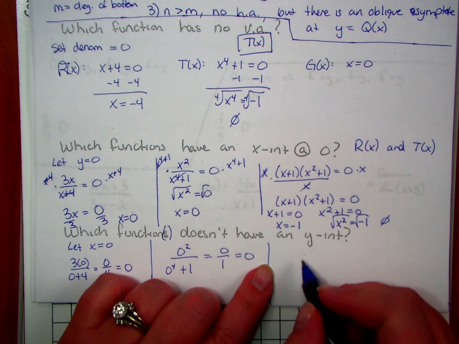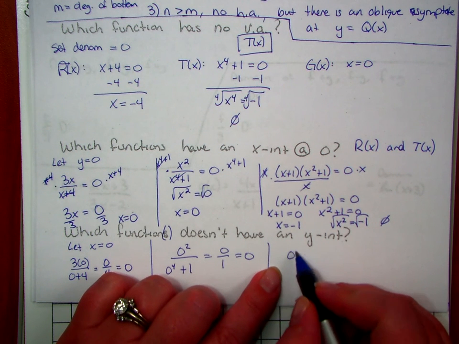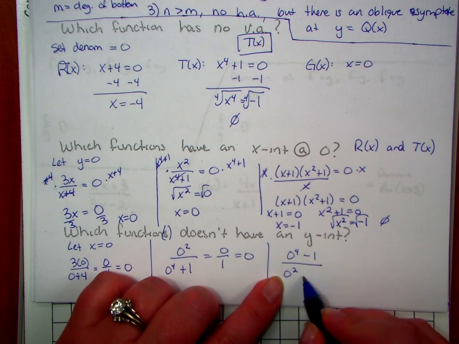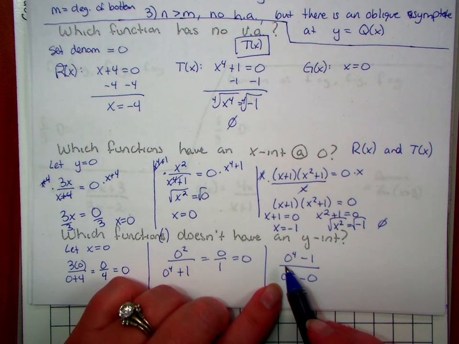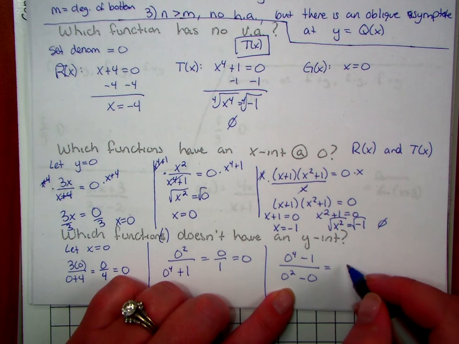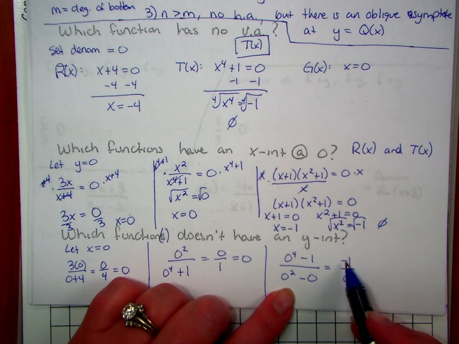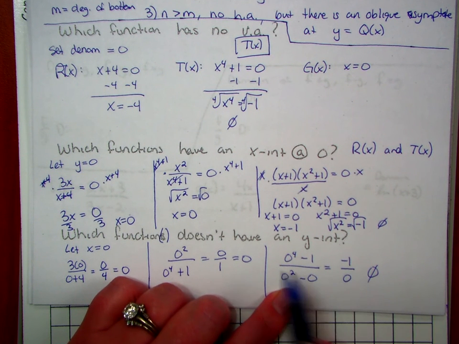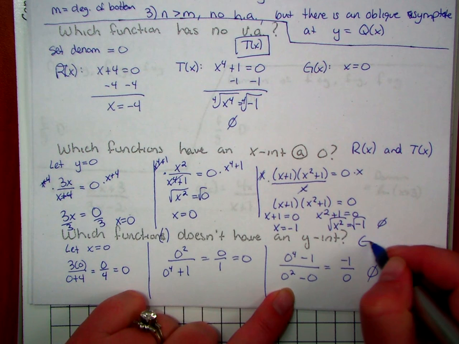What about g? Okay, I'm going to go ahead and use the original here. It actually doesn't matter, but I can foresee what's going to be easier to calculate. All right, so if we do 0 to the 4th minus 1 over 0 squared minus 0, we're going to get -1 divided by 0. Right? We can't divide by 0. This is the NO fraction, right? So this does not exist. All right, so which function doesn't have a y-intercept? Okay, the only one that doesn't have one is g.